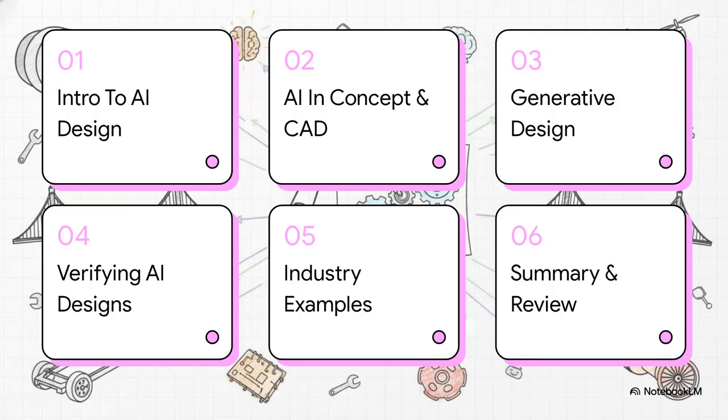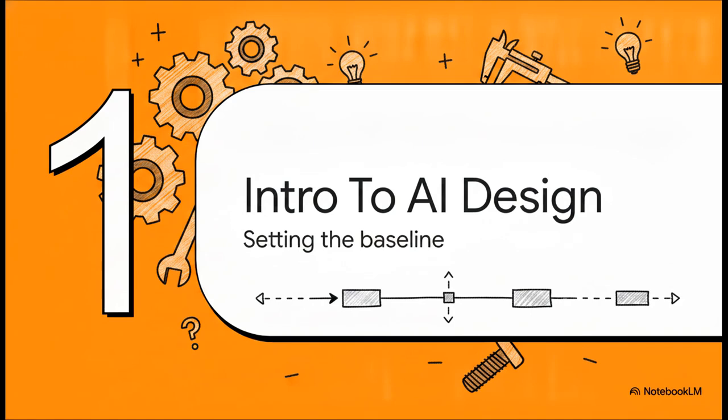Here is our roadmap for today's explainer. We'll kick things off with an introduction to AI design, move into AI in concept and CAD, check out generative design in action, talk about verifying those designs, look at some real industry examples and mistakes, and then wrap it all up with a summary and knowledge check. All right, let's jump right into Section 1, Introduction to AI Design.